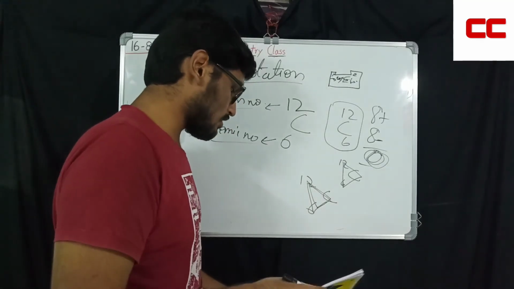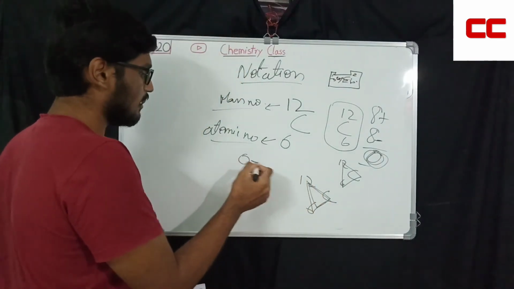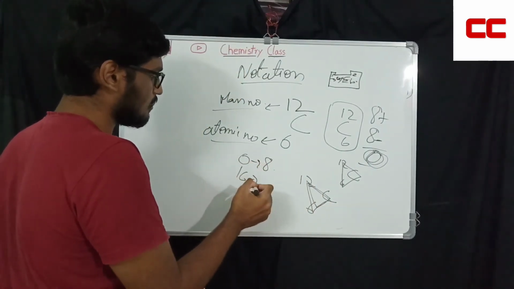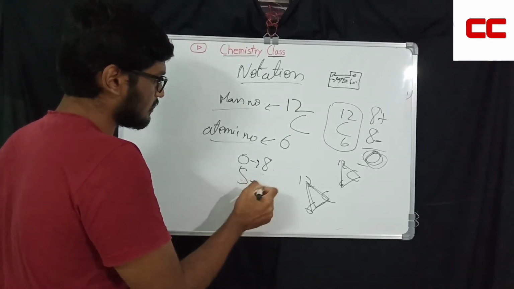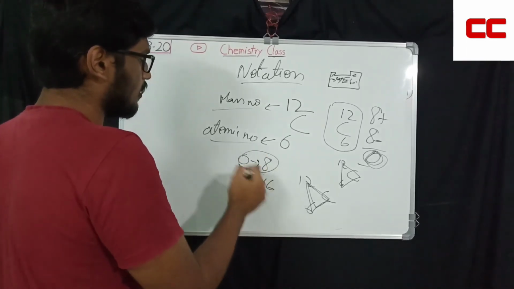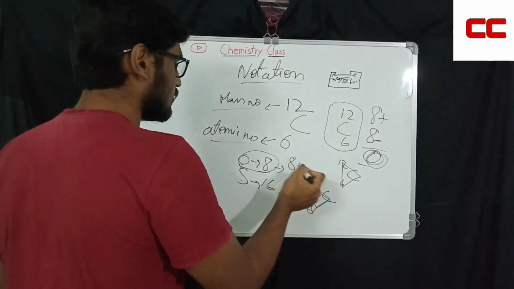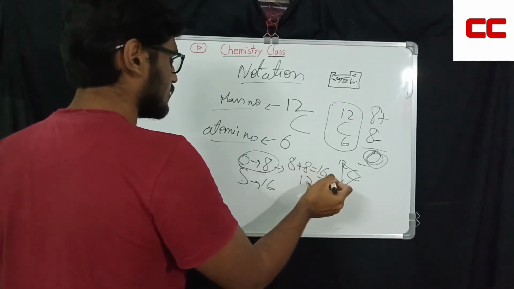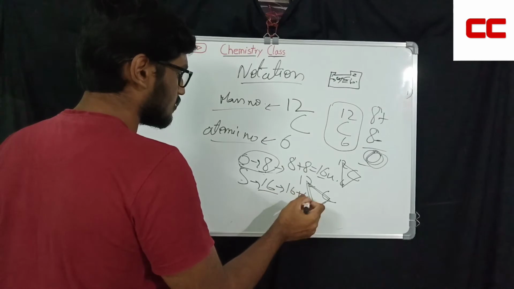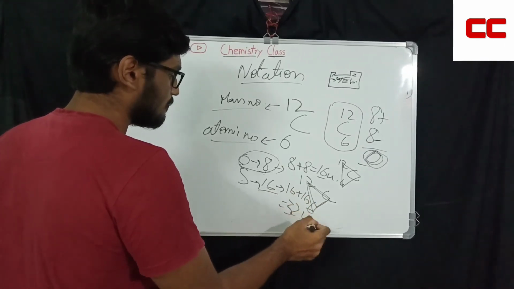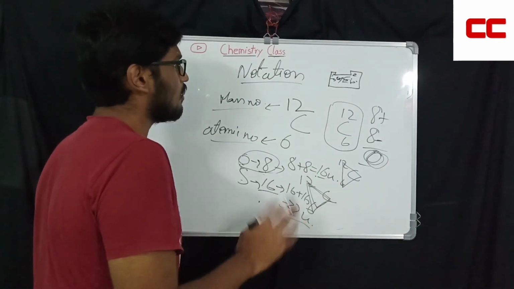Coming to the second question: find the mass number of oxygen and sulfur atoms. Oxygen is 8, sulfur is 16. The mass number of oxygen is the number of protons plus the number of neutrons. 8th position, so 8 protons and the same number of neutrons, 16 is the mass number. And sulfur, 16th position, so 16 protons and 16 neutrons. 32 is the mass number of sulfur and 16 is the mass number of oxygen.